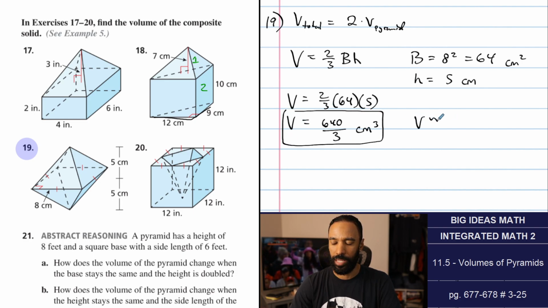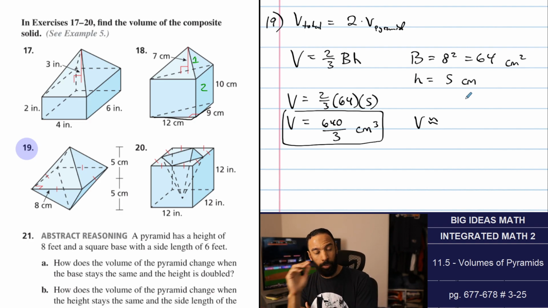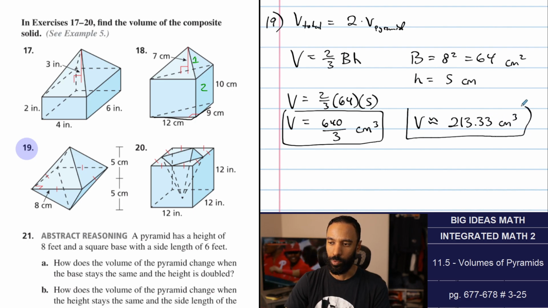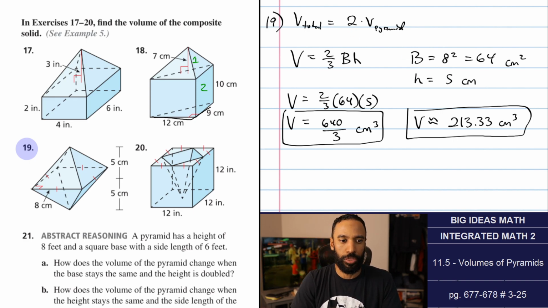If we are to round it, what is that? 213.33? That's right? I think so. So 213.33 cubic centimeters for number 19. Number 20.